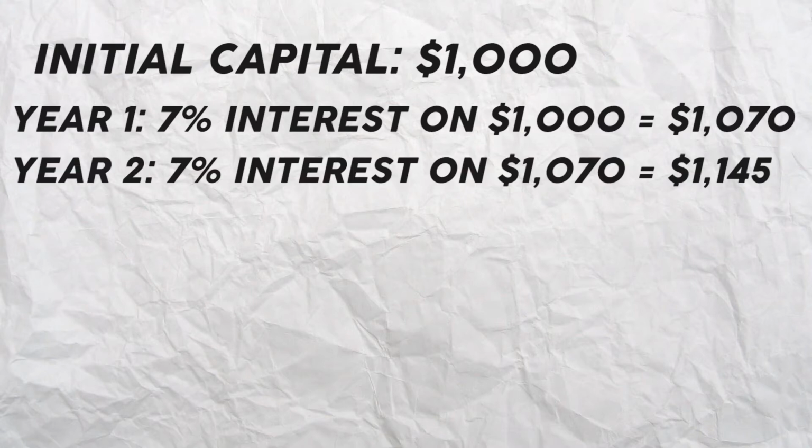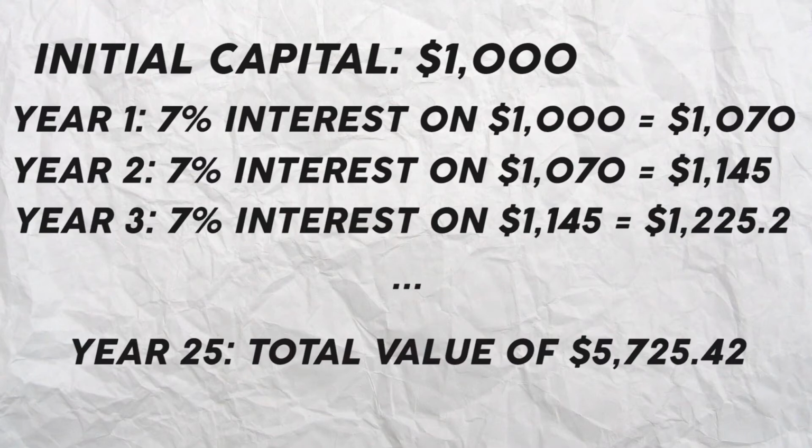So this translates into gains of $75 in year two, bringing your total investment value to $1,145. So with this example here, year after year, you're incurring interest on the new balance of your account instead of only on the primary principal that you invested at the beginning.